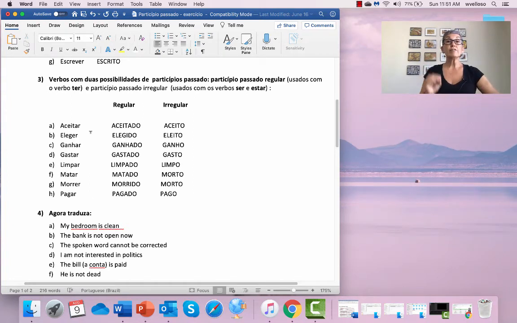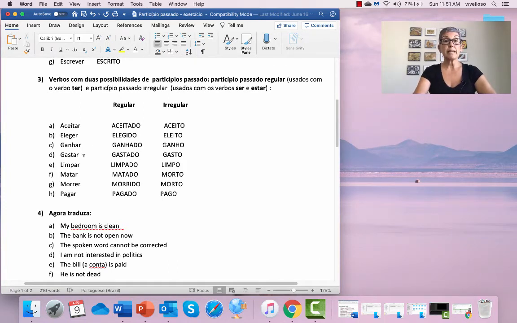So remember that if the verb has two past participles, you are going to use the regular form, the ado ido, with the verb ter, and the irregular one you're going to use with the verb ser and estar. So ganhar, to win or to earn, ganhado, ganho.